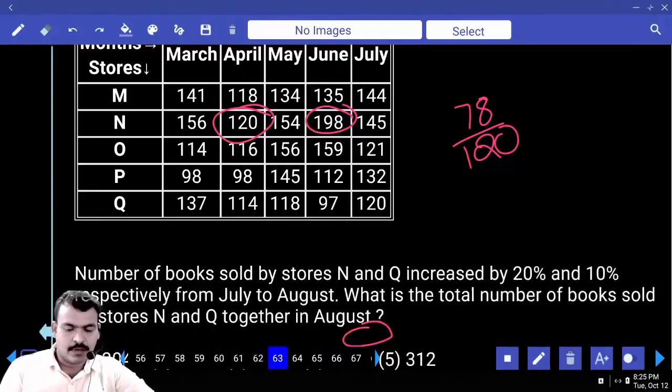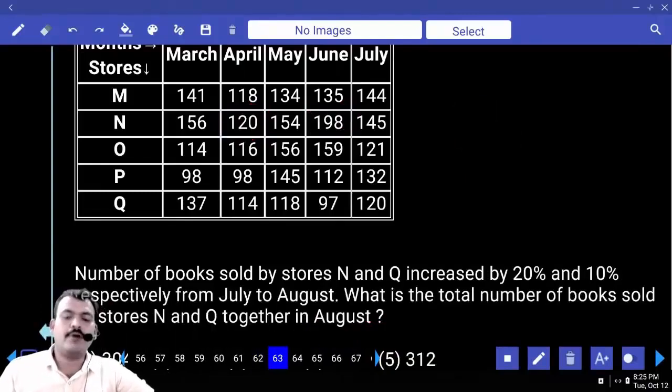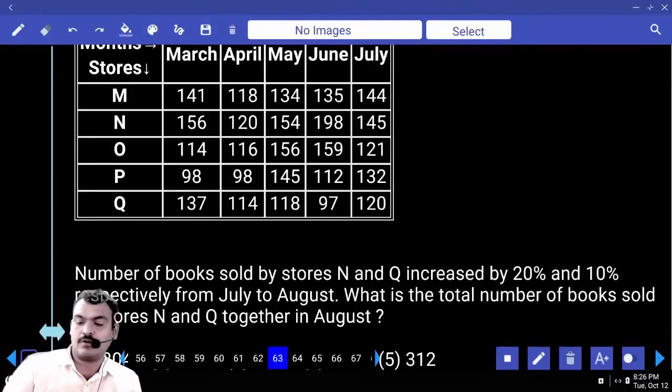Next, 63. Number of books sold by stores N and Q is increased by 20% and 10% respectively from July to which one? August. What is the total number of books sold by stores N and Q together in which month? August or not? N in August compared to June value, July value, how much percent is increased? 20%. What is the N value in July?